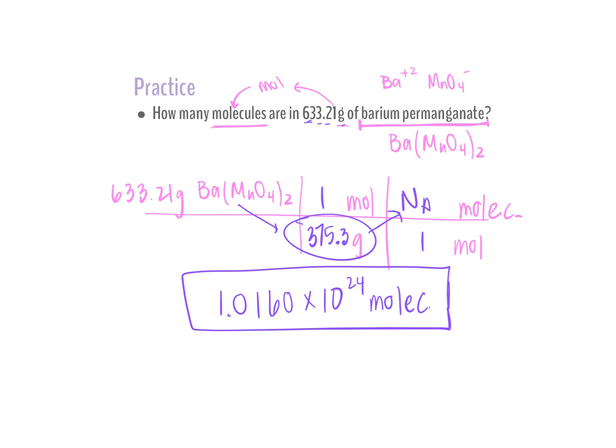Expectations there, does it match what we were expecting? First and foremost, the fact that we were looking at molecules means we should be having a large number, times 10 to the 20 something. And secondly, we started with a mass greater than 1 mole of barium permanganate, so it makes sense that our number comes out larger than Avogadro's number. Okay.